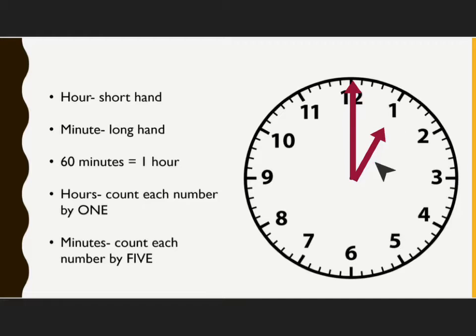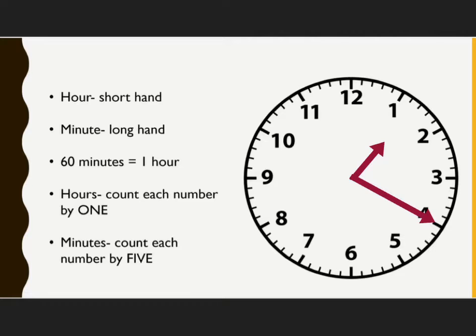So, this is 1 o'clock, and this is 1:05, 1:10, 1:15, 1:20, and so on. Once the minute hand rotates once around the clock, a full hour, or 60 minutes, has passed.